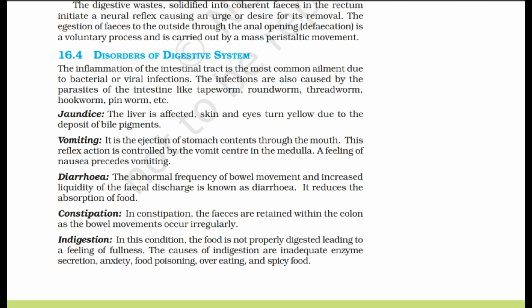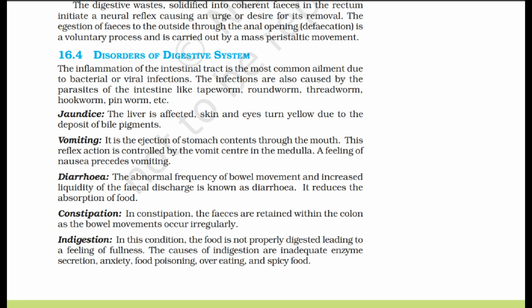Vomiting. It is the ejection of stomach contents through the mouth. This reflex action is controlled by the vomit center in the medulla. A feeling of nausea precedes vomiting. Diarrhea. The abnormal frequency of bowel movement and increased liquidity of the fecal discharge is known as diarrhea. It reduces the absorption of food.